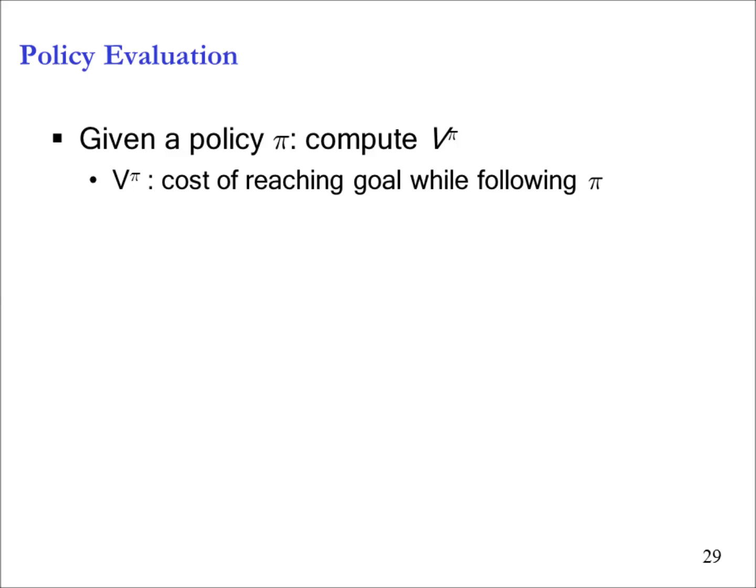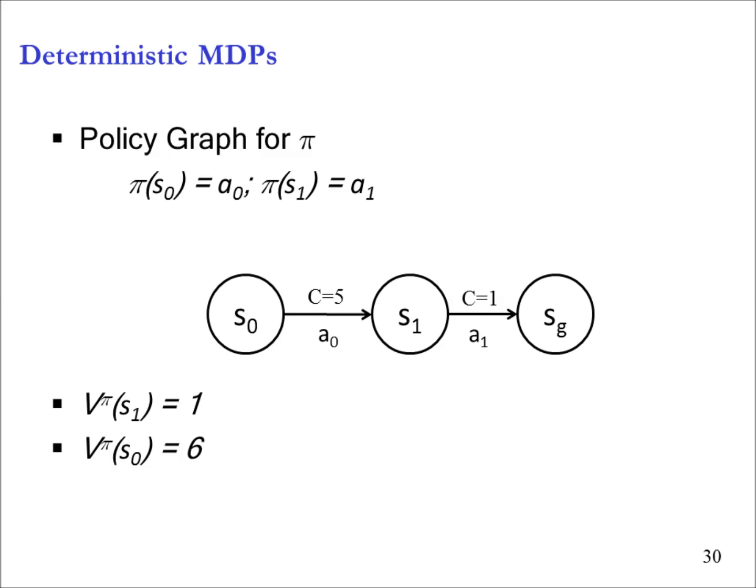Let's look at deterministic MDPs. If my policy is the following: in S0 take A0, get to S1, in S1 take A1, get to the goal, this costs 5, this costs 1. Then what is the value of the policy starting in S1? What is the value of the policy starting in S0? Easy. Now let's do acyclic MDPs.